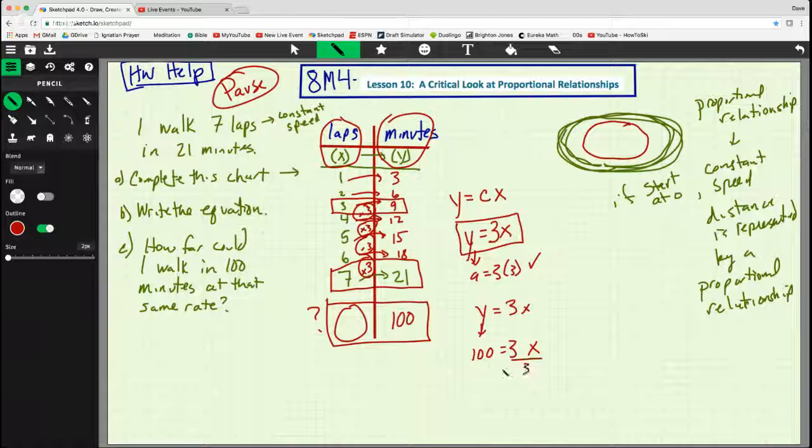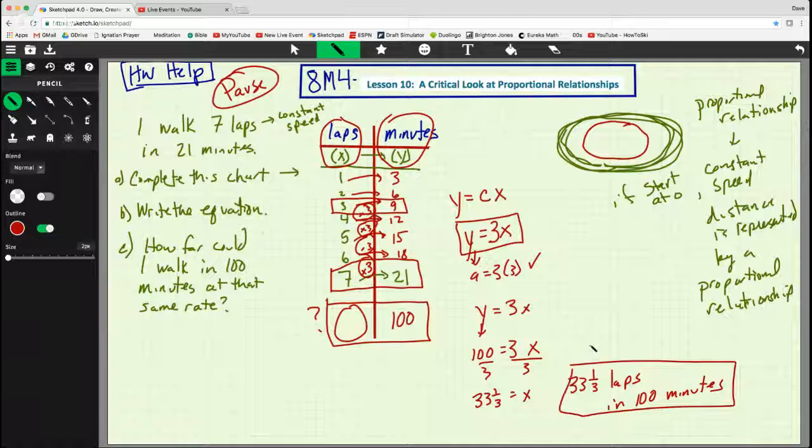Well, we know how to solve these types of equations. We do it like this. 33 1/3 equals x. So we can go 33 1/3 laps in 100 minutes. Pretty powerful stuff. And it's all based on building the chart, building the formula, and then solving the problem. Okay, let's try another one. Another homework helper. This is my final homework help.